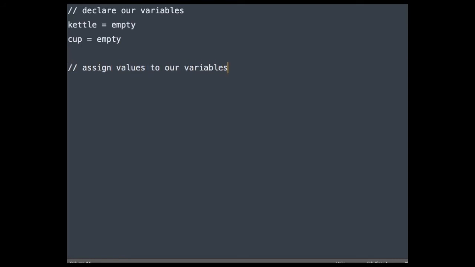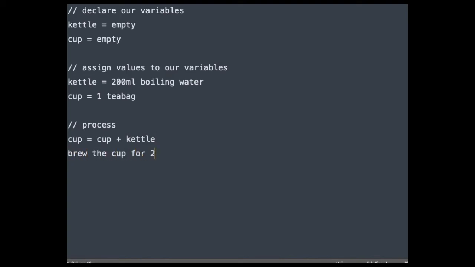Back to making tea. So we declare our variables, so they exist, and we can leave a comment like this. So we declare kettle and cup. We next assign some values to these variables, which for kettle is 200 milliliters of water and for cup is 1 tea bag. This process is to reassign the value of cup with the value of cup plus the value of kettle. Leave it to brew for 2 minutes, stir for 5 seconds, and then serve.